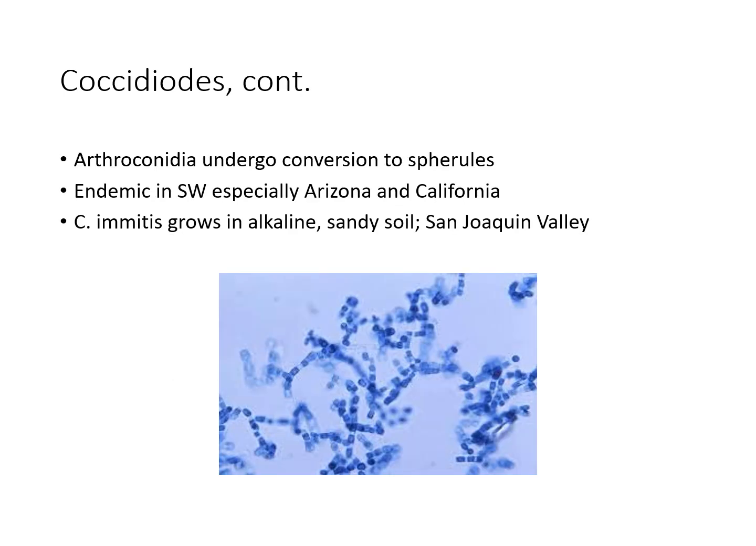In the host, the arthroconidia of Coccidioides immitis undergo conversion into large, thick-walled spherules, which contain numerous endospores. This spherical form is characteristic of its parasitic phase. C. immitis is endemic to the southwestern United States, particularly in areas such as Arizona and California. It thrives in alkaline, sandy soil, especially in regions like California's San Joaquin Valley, which is why coccidioidomycosis is also known as valley fever.